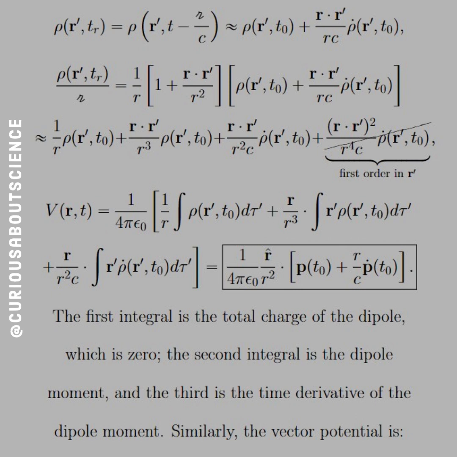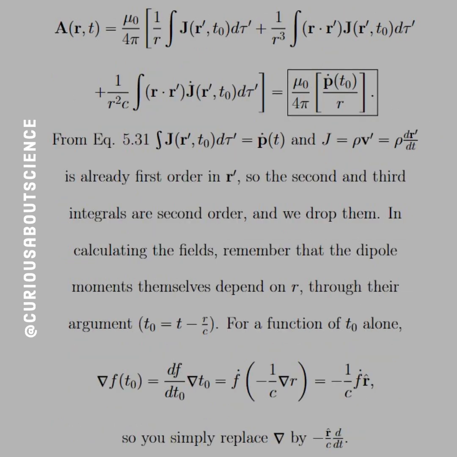So, similarly for the vector potential, we do the expansion of the current density around t naught. And we see that we get mu naught over 4 pi, p dot at the retarded time t naught, over r. Okay, so from equation 5.31, we see that the integral gives us the p dot at t. And that J is equal to rho v, which is equal to dx' over dt. And this is already in the first order for r', so the second and third integrals are second order, and we drop them. Again, we're going to use these arguments a lot in the next chapter.